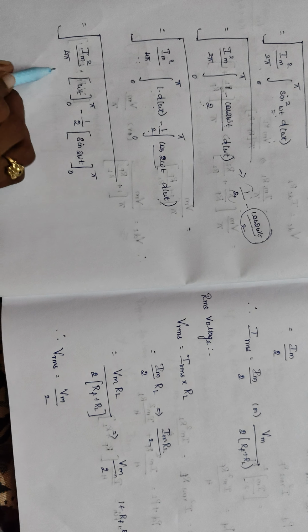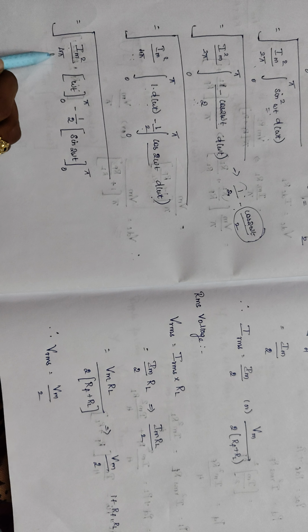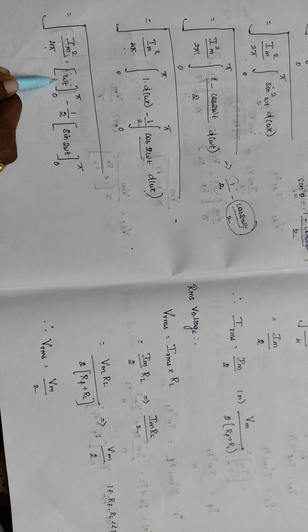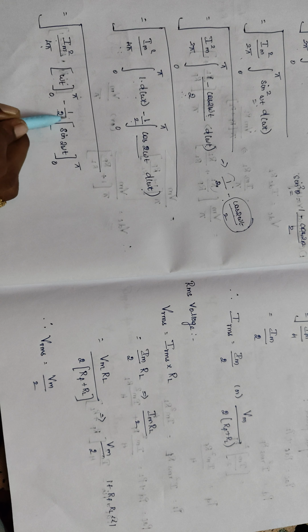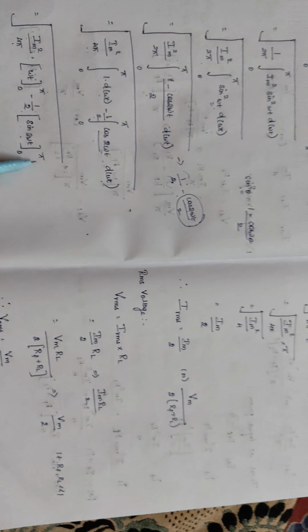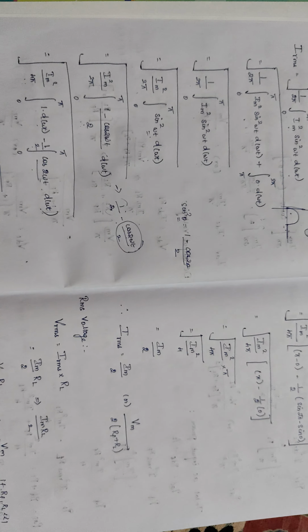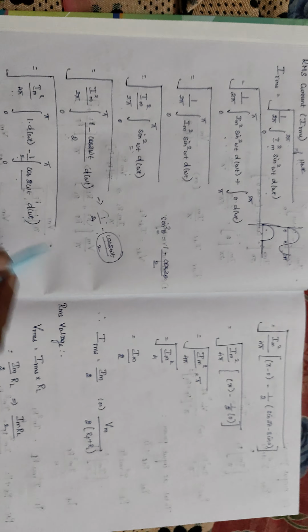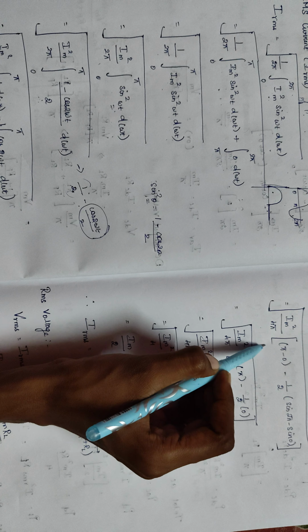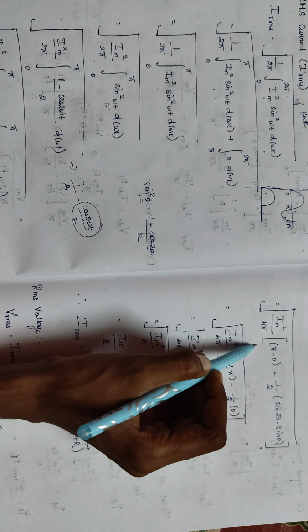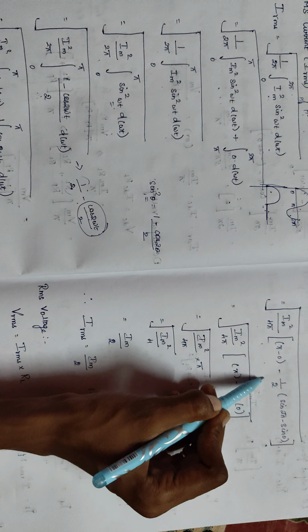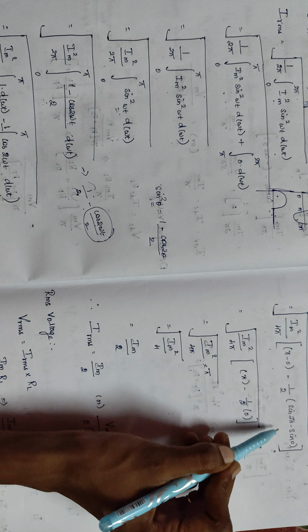Now you can integrate this. See, Im square by 4 pi. If you integrate this term, what you will get? Omega t, 0 to pi, minus 1 by 2 sin 2 omega t, 0 to pi. Now you can substitute the values here. Im square by 4 pi into, you have to substitute the pi value for omega t. So pi minus 0 minus 1 by 2 sin 2 pi minus sin 0.